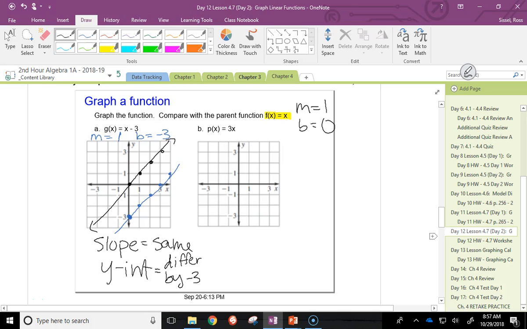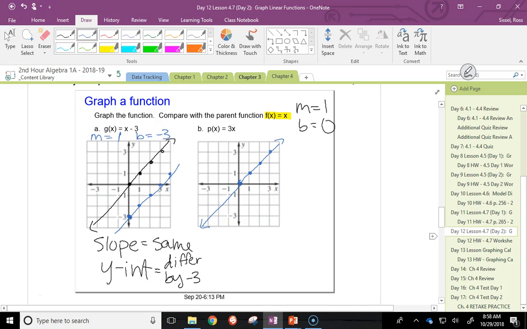So we would start at 0, 0. And we'll go up 1 over 1, up 1 over 1, up 1 over 1. Right? That should get pretty easy to graph. So there's not a whole lot of thought.